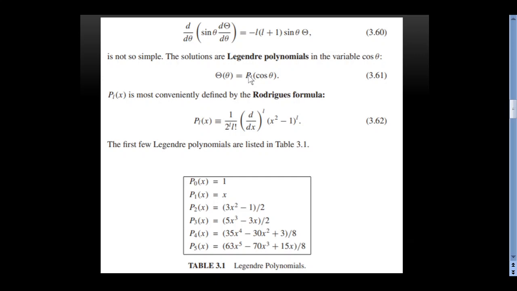Normally, the variable is taken as x, and these different Legendre polynomials are solved, or they can be found, using the Rodrigues formula. So PL(x) is most conveniently defined by the Rodrigues formula. PL(x) is equal to 1 upon 2 raised to L into L factorial, d/dx of Lth order, of (x square minus 1) raised to L. This is your Rodrigues formula.